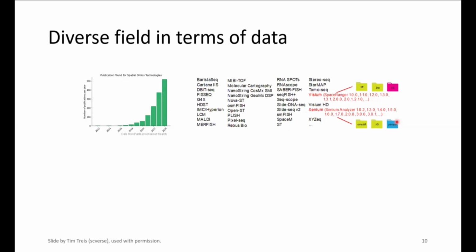Each of these technologies comes from different companies and they produce their own data formats. And even just within the 10x ecosystem, if you look at the Visium and the Xenium data, they come up with new versions as they adapt things. And there are always new file formats that you have to work with.